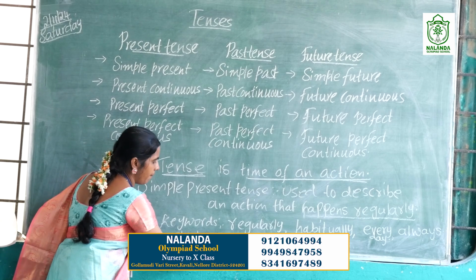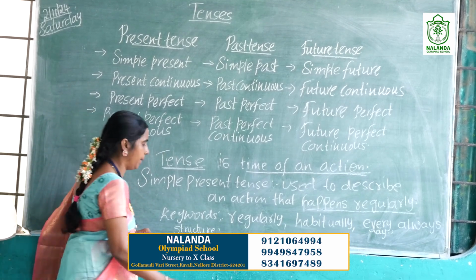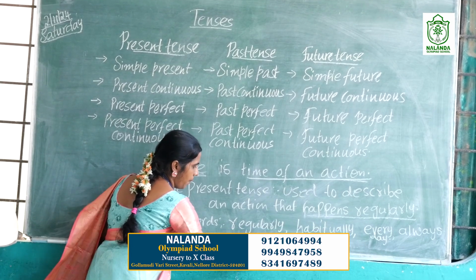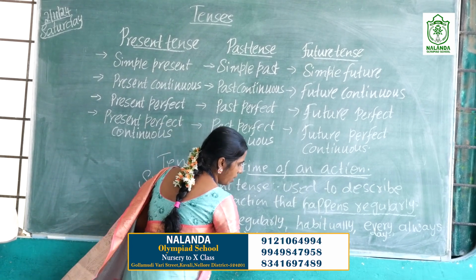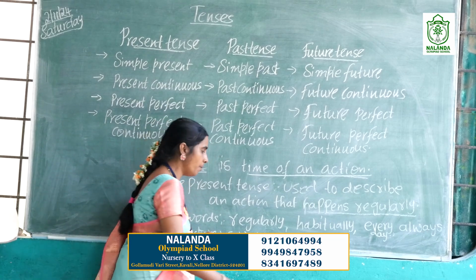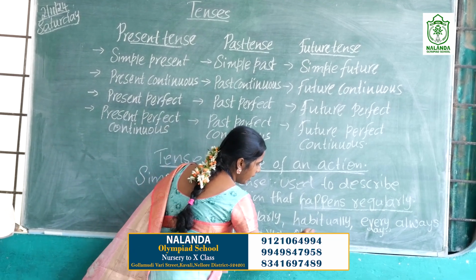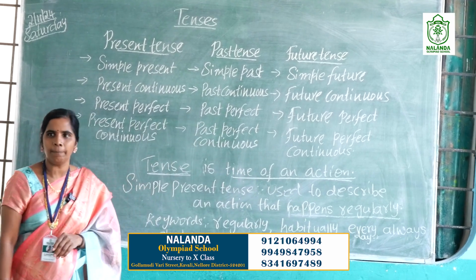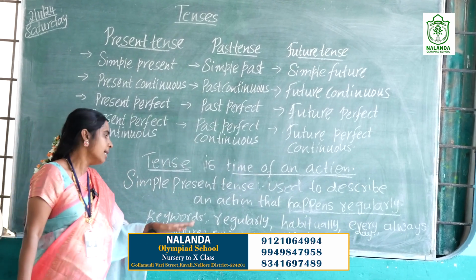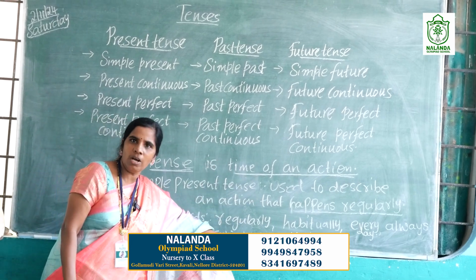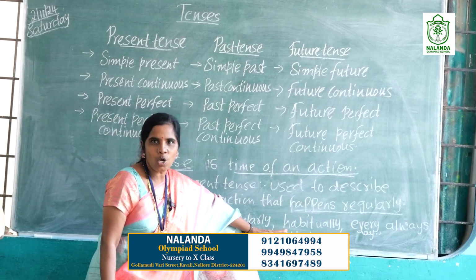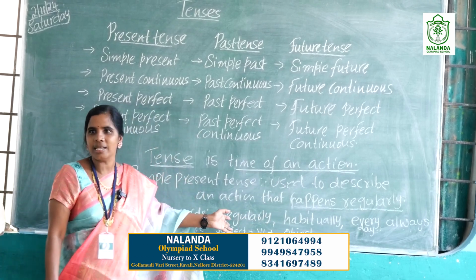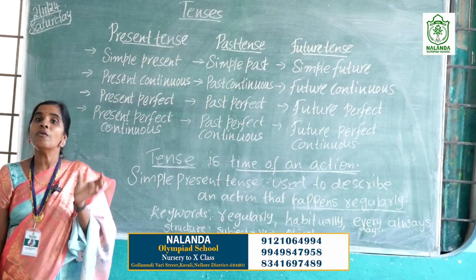So the structure of simple present tense will be subject plus V1, that is the base form of the verb, and second, object. So this is the structure of simple present tense, that is subject plus V1 plus object. Again, you may get the doubt: what is V1? In an earlier class I explained to you about the verb forms.